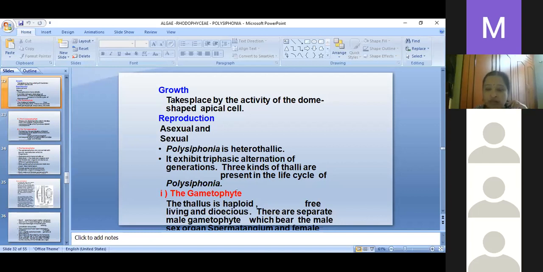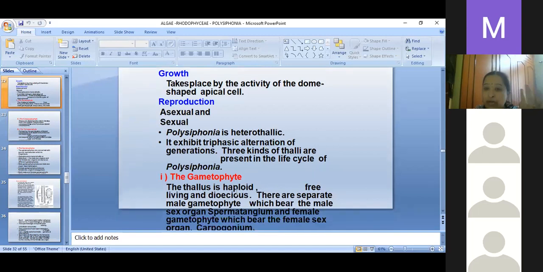Here the male sex organ is called antheridia, you know, girls. But here the name is called spermatangia. What is the male sex organ name?